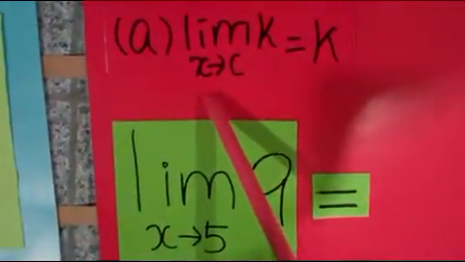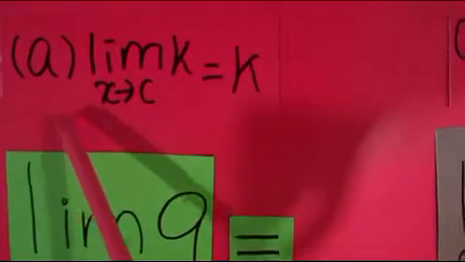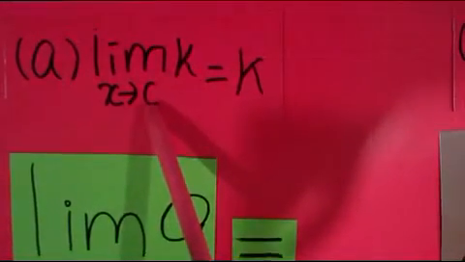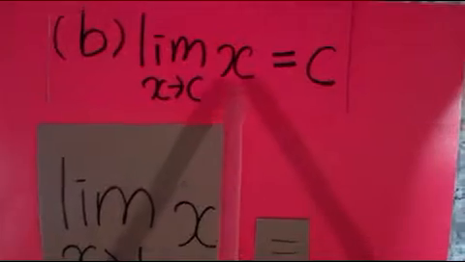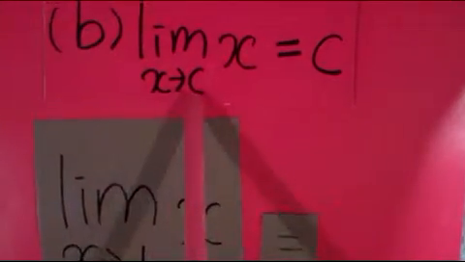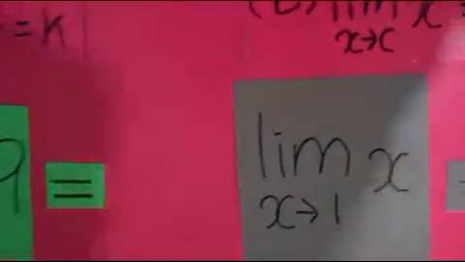Okay, first, we must be aware of the expressions A and B in order to verify these limits. The formula A states that the limit of a constant k as x approaches c equals k. The formula B states that the limit value of x as x approaches c is equal to c. Now, let's take a look at the practice problems.